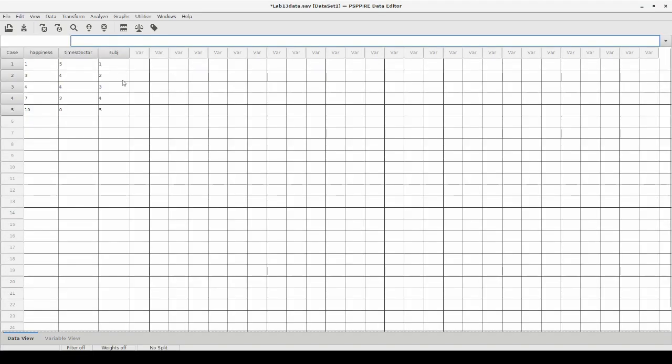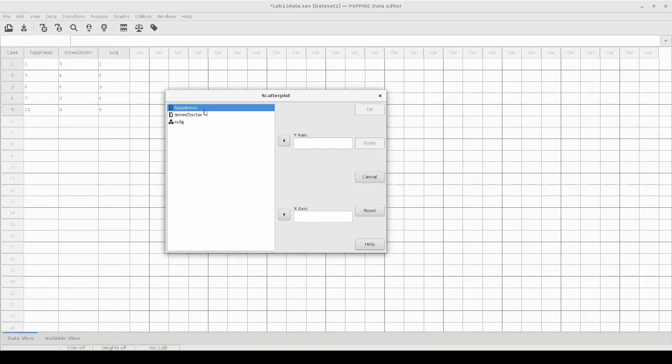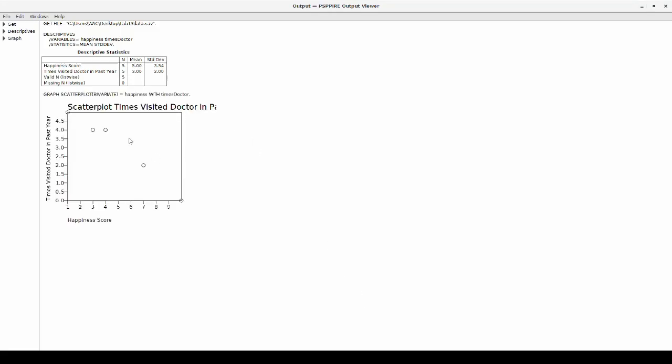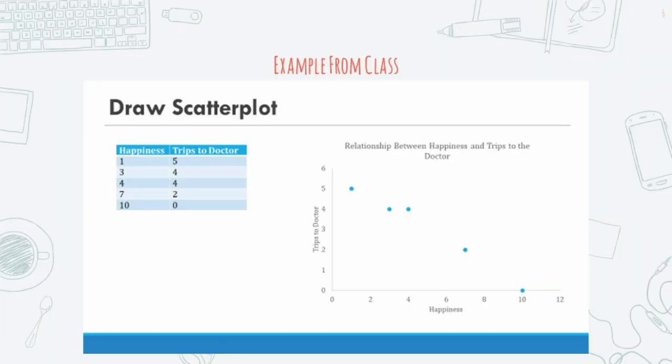We also might want to visualize our data. We want to know how these 2 variables are related to each other. So we'd go to graphs and scatter plot. We'd put in our 2 variables, one as our x-axis, and for this we're going to choose happiness, and our y-axis, this time we're going to choose times at the doctor. Click OK. And this will open up a scatter plot that, again, isn't very visually appealing in PSPP. The ones that I created in class come from Excel, so you can figure out how to put those together, but that's beyond the scope of this course.